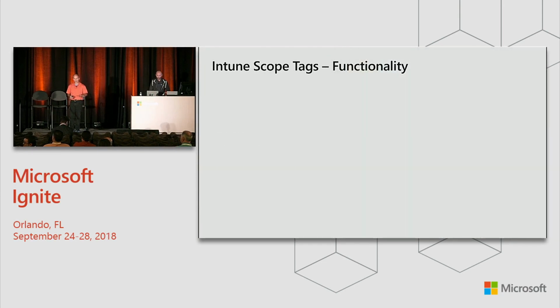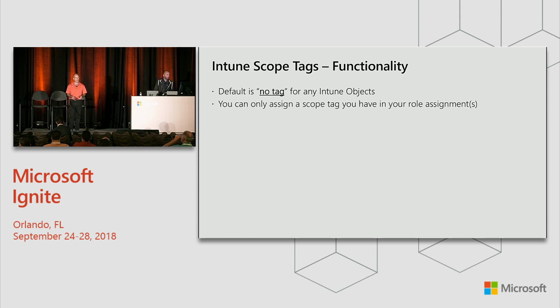So you saw how that works. The first thing that I mentioned was when you have no tag, that's the default behavior today. So anything that you create has no tag by default. You can only assign one of the scope tags that's available to you for your role assignment. So we saw that Sally had only that one scope tag.